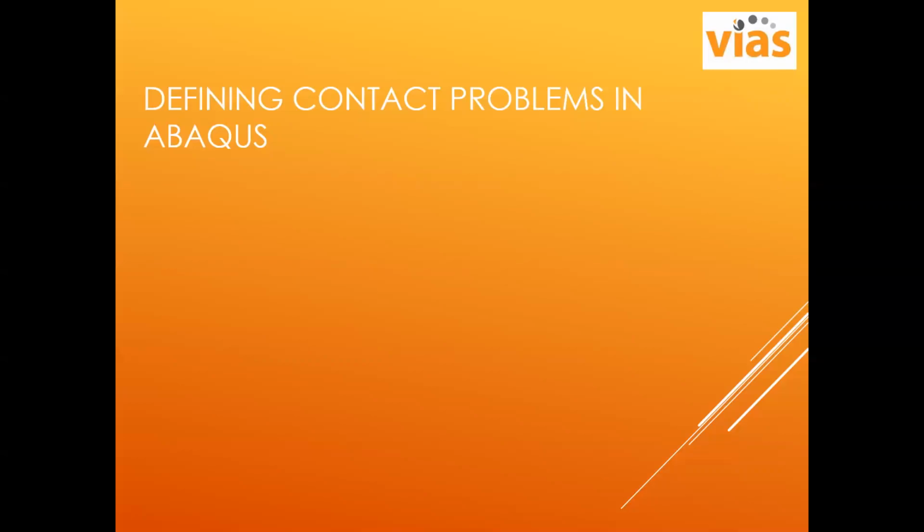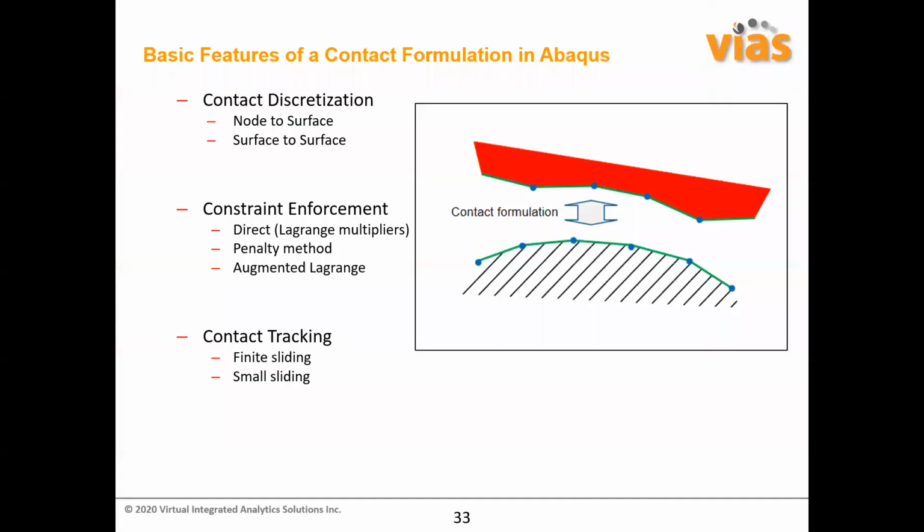So now, how do we define contact? We saw that there are so many contact problems in Abaqus, with bodies coming into contact with each other. So how do we define the contact in Abaqus? Abaqus has some powerful tools. Before we go into those, let's talk about three main ingredients which are necessary for defining a contact in Abaqus. First, the contact discretization.